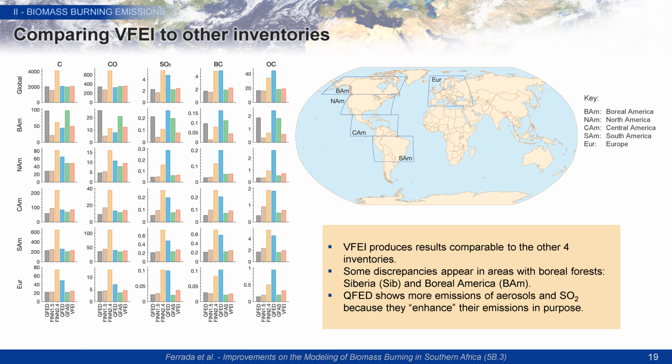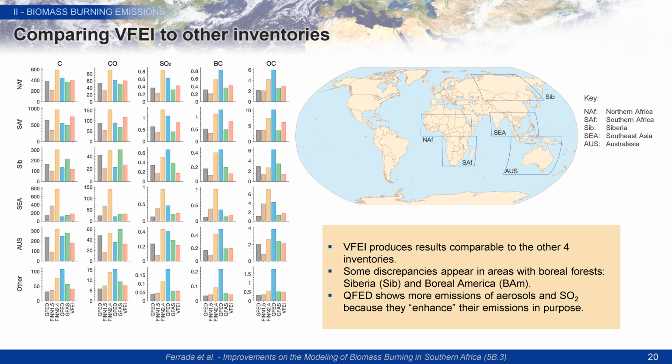These figures show the average annual emissions in teragrams per year of selected species that are shown in each column. So here we have GFED in black, FINN version 1.5 in brown, FINN version 2.4 in orange, QFED in blue, GFAS in green, and VFA in red. Each row represents different regions of the world that you can locate in the map. The first row of plots shows the global average carbon emissions, and you can see that VFA is very much like the other inventories. This is true for most of the regions, with very slight variations by species.